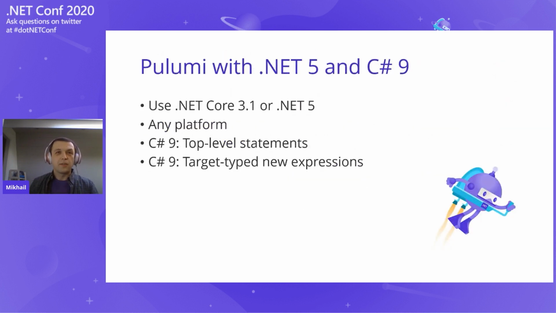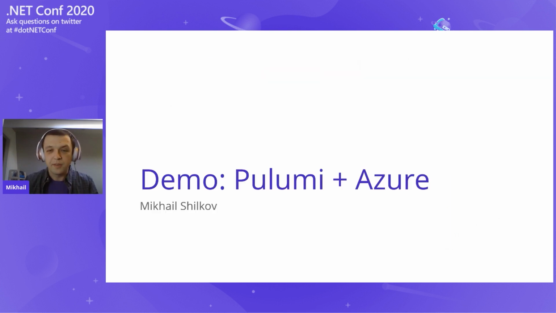Pulumi .NET SDK launched about a year ago with .NET Core 3.1 and previous versions of .NET languages, of course. And it's always been cross-platform, so I'm on Windows right now, but I use it on a Mac basically every day. And I'm happy to announce that we support .NET 5 and C# 9 as of today, which I'm going to show in the demo in just a second. And actually, that's about the end of my slides.